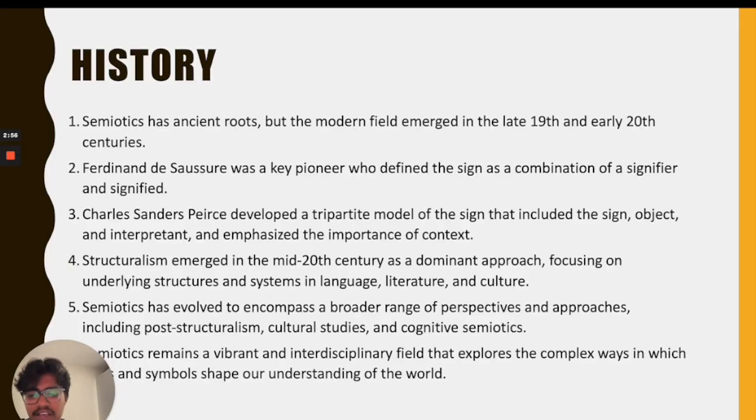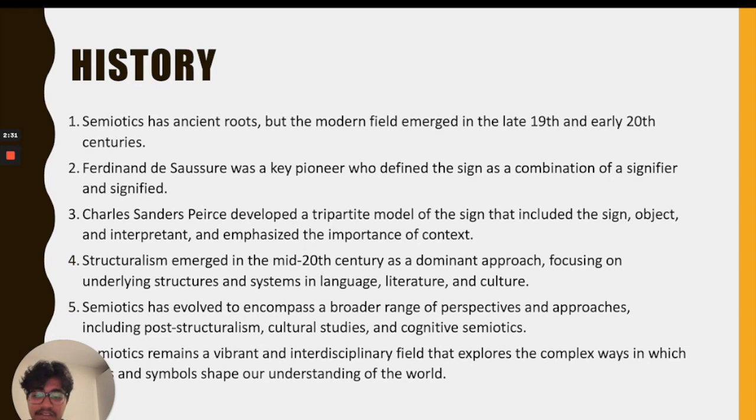Let's dive into the history of semiotics. The history of semiotics can be traced back to ancient times, when people began to use signs and symbols to communicate. However, the modern field of semiotics, as we know it today, emerged in the late 19th and early 20th century with the works of several influential scholars.